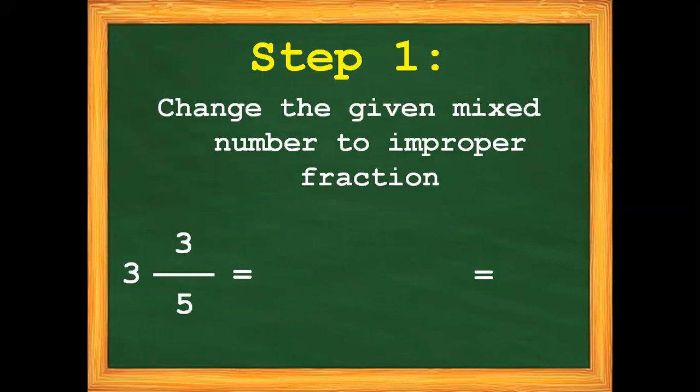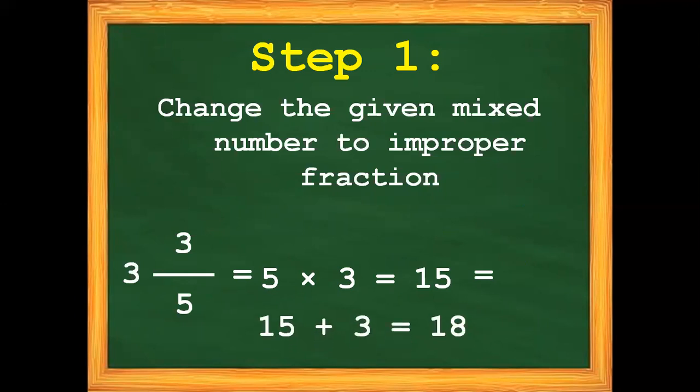So again, multiply the denominator and the whole number. So 5 times 3 will give us 15. Then add 15 to the numerator. 15 plus 3 will give us 18. So the improper fraction for 3 and 3/5 is 18/5.